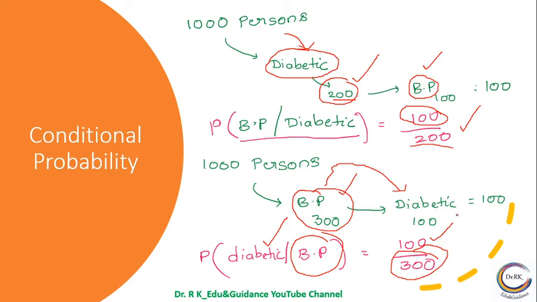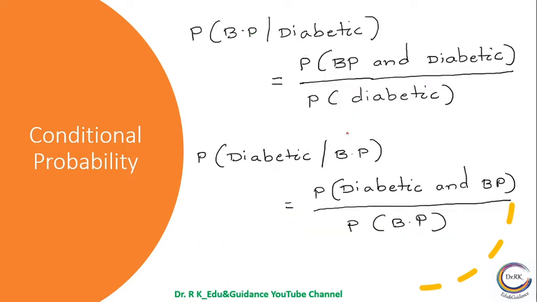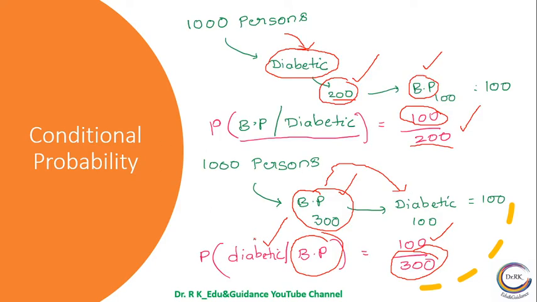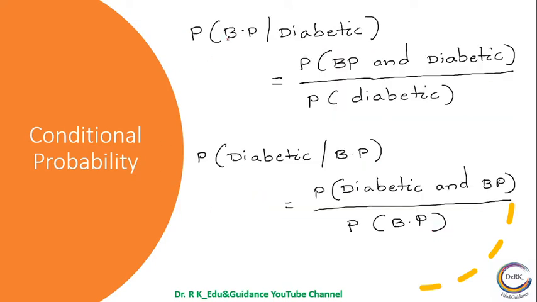Right? So this is how the conditional probability can be understood. Now, is there any way that we can draw some expressions for this? If you see what we have done, we can write like this. Probability of BP given that diabetic: the probability of BP and diabetic, divided by, because this is the sample space, right? So that comes first. So probability of BP given diabetic is the probability of BP intersection diabetic, divided by P of diabetic.